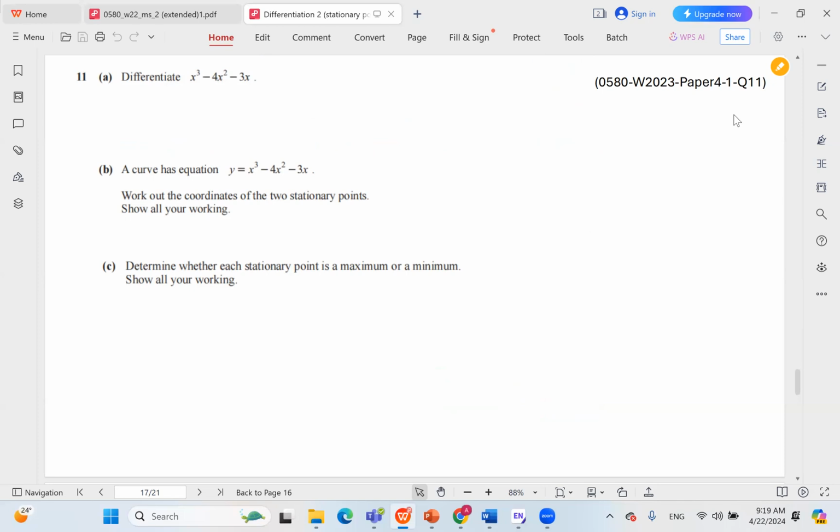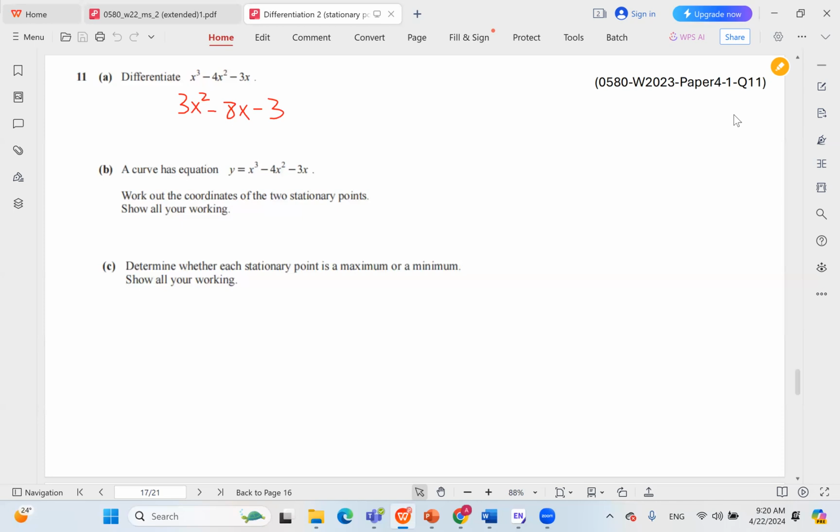Differentiate x power 3 minus 4x power 2 minus 3x. So this becomes 3x power 2 minus 8x minus 3. The curve has equation y equals, and it's the same exact expression as A. Work out the coordinates of the 2 stationary points and show all your working.